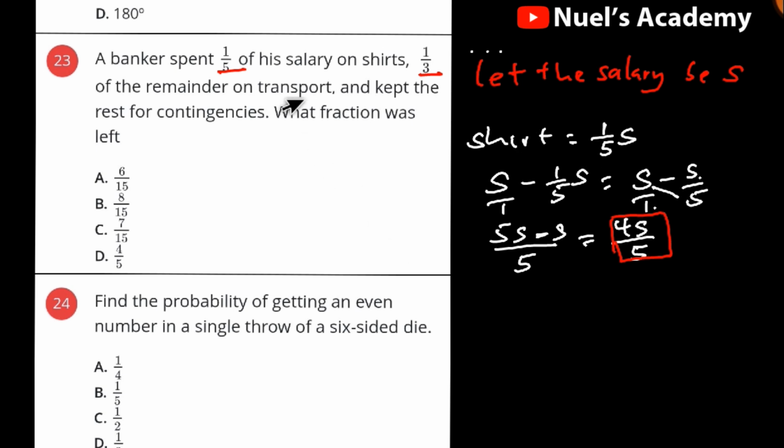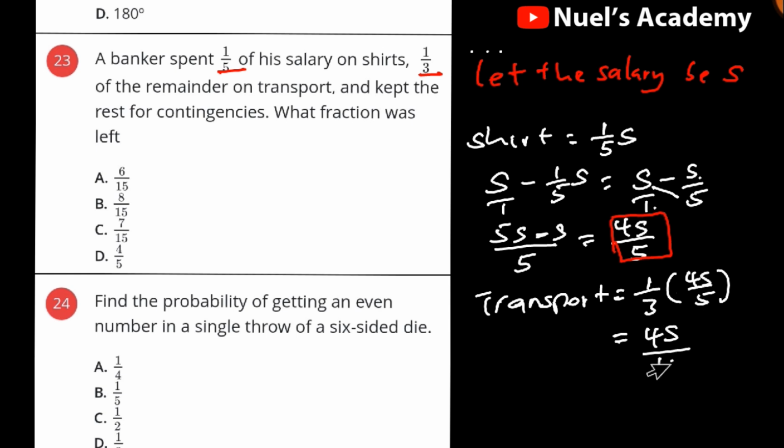So the next one said that he spent 1/3 of the remainder on transport. So he spent 1/3 of this on transport. Alright, so transport is equal to 1/3 of 4S over 5, which is 1 times 4S, which is 4S, over 3 times 5, which is 15. So this is the amount he spent on transport. So we are asked to find the fraction that was left, because the rest was for contingencies. So the fraction that is left is 4S over 5 minus 4S over 15.